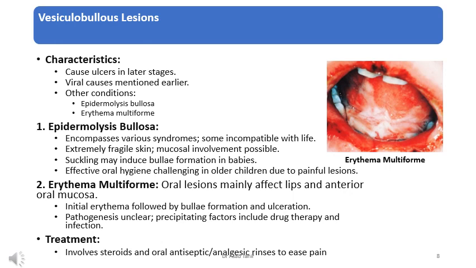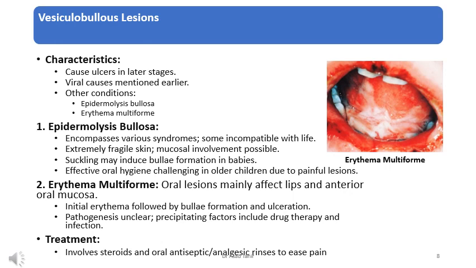Vesiculobullous lesions. Characteristics: cause ulcers in later stages. Viral causes were mentioned earlier. Other conditions: epidermolysis bullosa and erythema multiforme. Epidermolysis bullosa encompasses various symptoms, some incompatible with life. Extremely fragile skin, mucosal involvement possible. Suckling may induce bulla formation in babies. Effective oral hygiene is challenging in older children due to painful lesions.